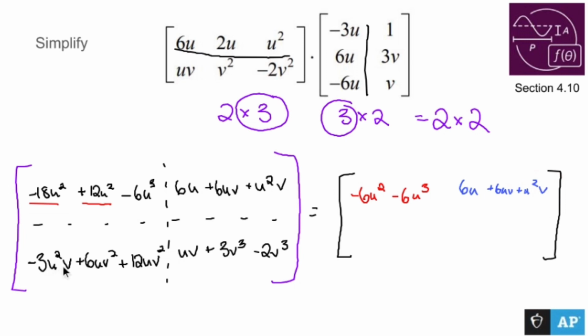Negative 3u squared v combines with none of them. But the 6uv squared and the 12uv squared make 18uv squared. And then we have uv, which combines with nothing. And we have 3v cubed minus 2v cubed is regular 1v cubed.